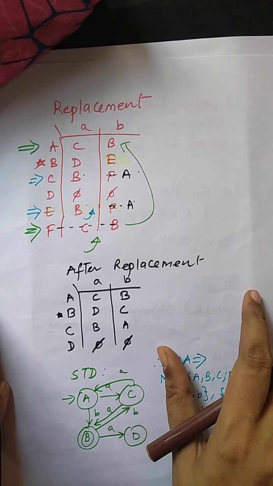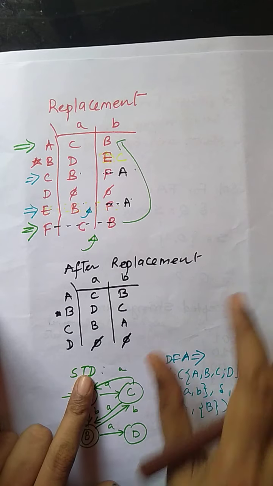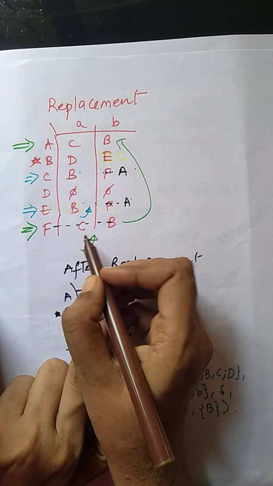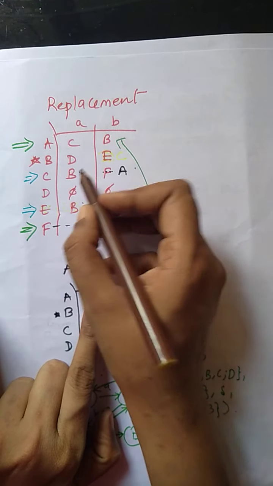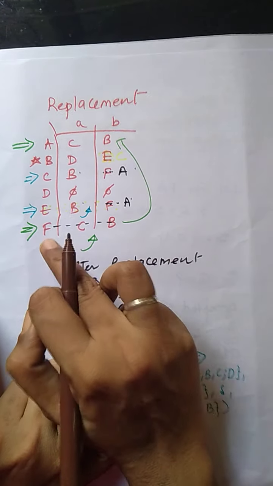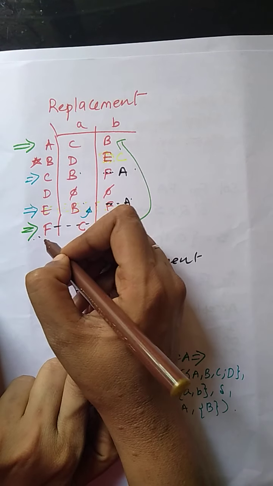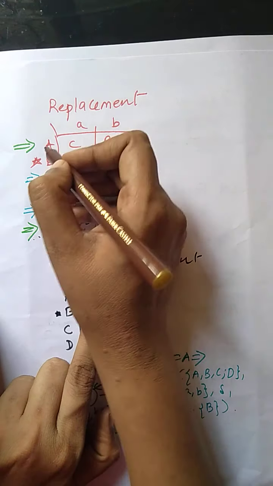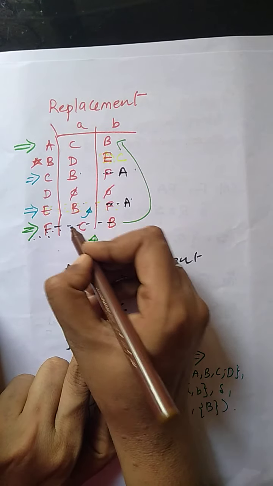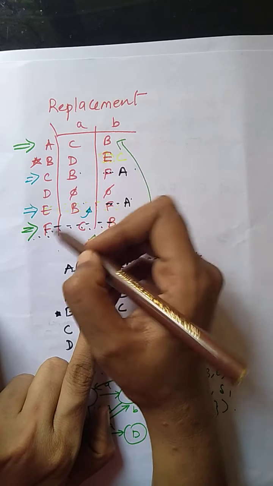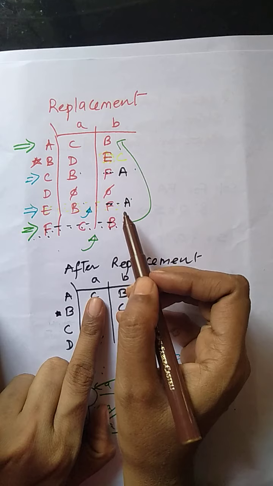Now what is the rule for the replacement? We will start from the bottom. We have C and B. Go up and check whether C and B. We found C and B. That is, F can be replaced with C and B only when they both have the same status. So what is the status of F? It is a non-final state. What is the status of A? Also a non-final state. That is, now F can be replaced, and F can be replaced by A, and whenever F is there, that has to be replaced by E.